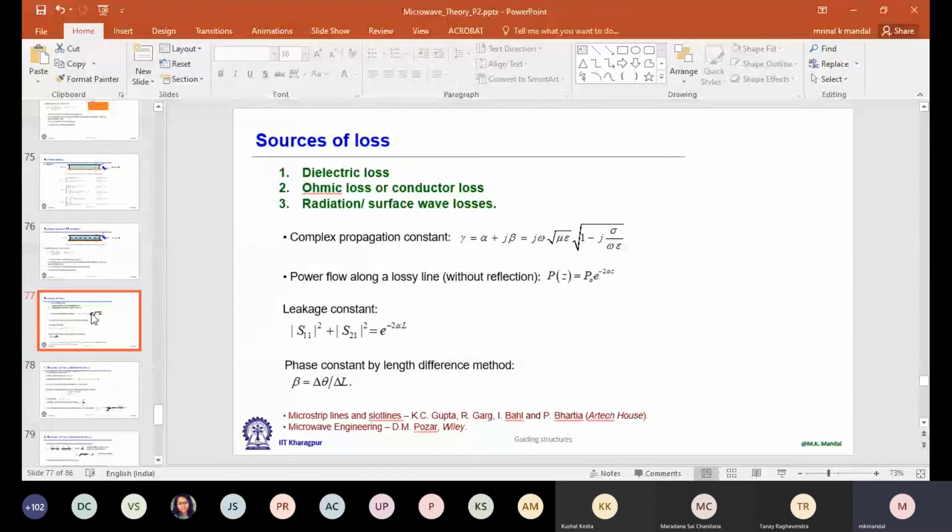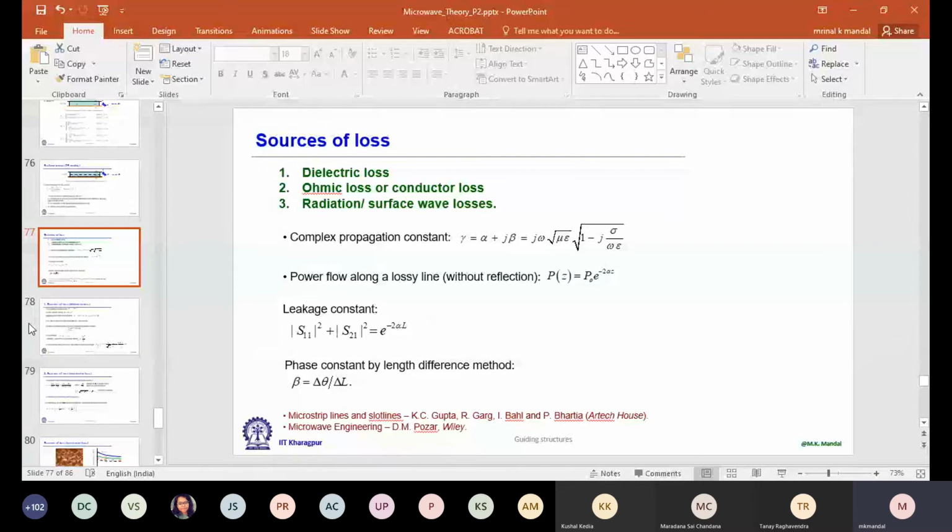now the last part of planar type, we have learned the different guiding structures. Then what are the different sources of loss?